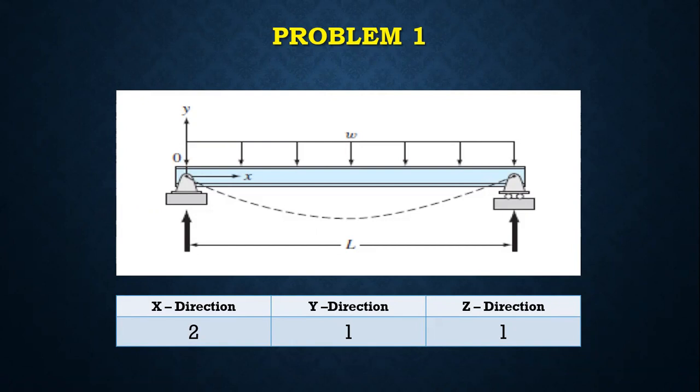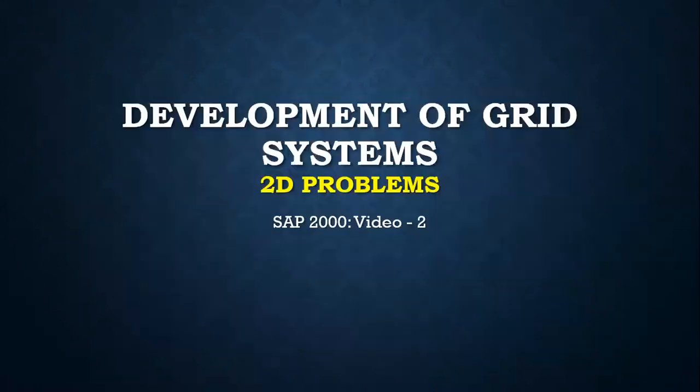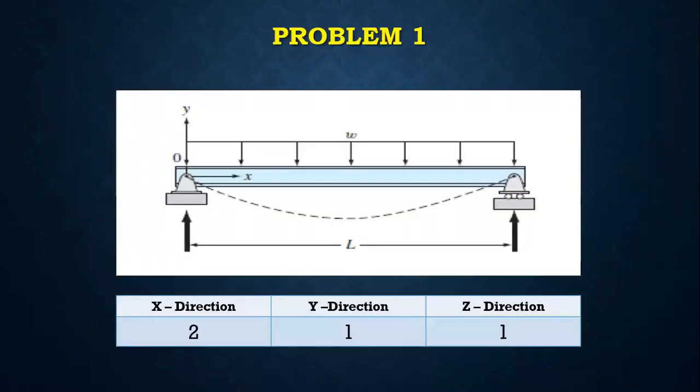So this is a beam problem. One important logic you can adopt here is that the number of grid lines is equal to the number of supports, the main supports. You should be able to see the main supports. So this is a 2D problem.